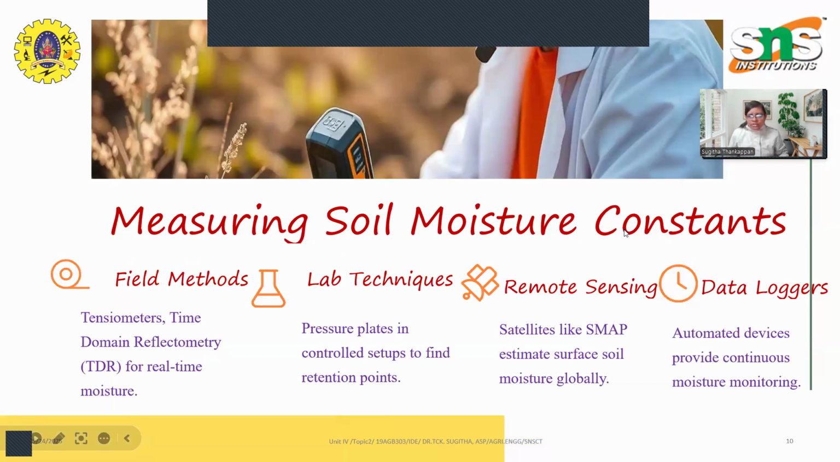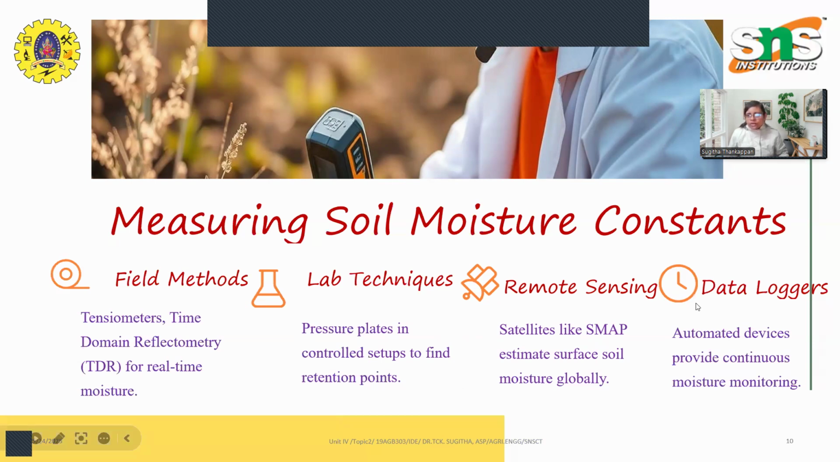How do we measure the soil moisture content? It's very simple, as we have learned earlier in our classes. One is the field method, where we employ tensiometers and time domain reflectometry, or TDR, for real-time moisture estimation. In the lab, we use laboratory techniques like pressure plates and controlled setups to find the retention points of the soil. And the more precise one is remote sensing. Satellite data from SMAP estimates the surface soil moisture globally, and you can also understand the available water as well as soil moisture level in different sites, soils or regions at a global level.